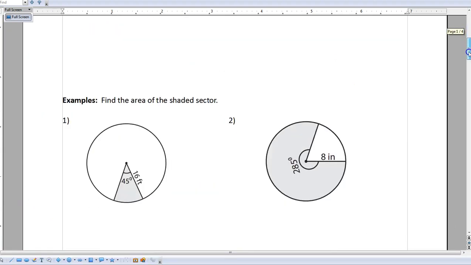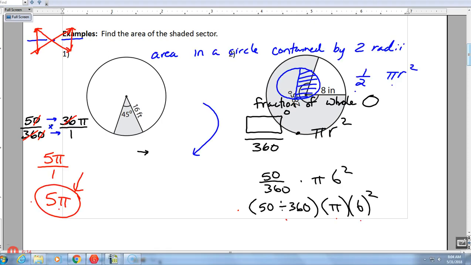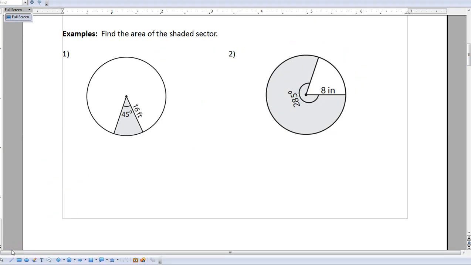So that was finding the area of a sector. So we got a couple of examples. I'm going to stop the video, give you a shot to try both of these. Back in action. All right, example 1.